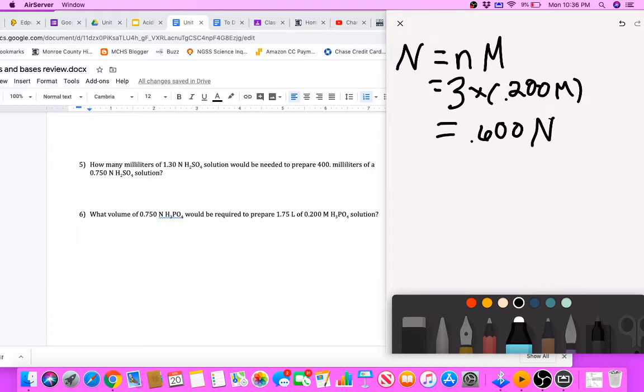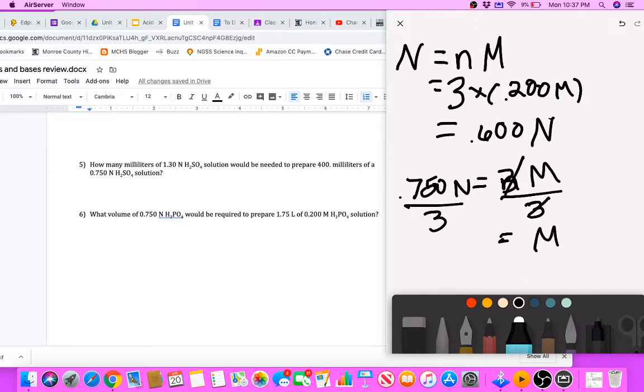Again, we could have converted that molarity to normality like we just did, or we could have converted the normality to molarity. I can show you how to do that as well. If we want to change the 0.750 normal to molarity, we can say 0.750 normal is equal to the equivalence times the molarity. To get the molarity, we divide both sides by the equivalents, which are 3. And our molarity would be equal to 0.250.